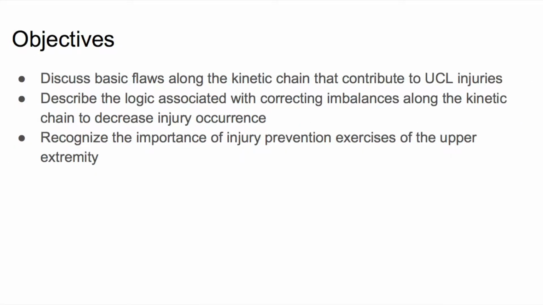Our objectives today will be based on the kinetic chain and the flaws seen on that kinetic chain. So first we'll discuss basic flaws along the kinetic chain that contribute to UCL injuries. Then we'll describe the logic associated with correcting imbalances along the kinetic chain to decrease injury occurrence. And then finally we'll recognize the importance of injury prevention exercises of the upper extremity. All in all, our goal is to recognize these flaws that occur along the kinetic chain that contribute to risk factors associated with the ulnar collateral ligament of the elbow in the overhead thrower.